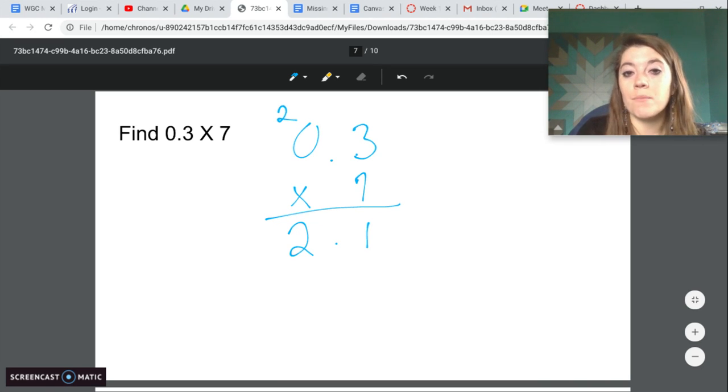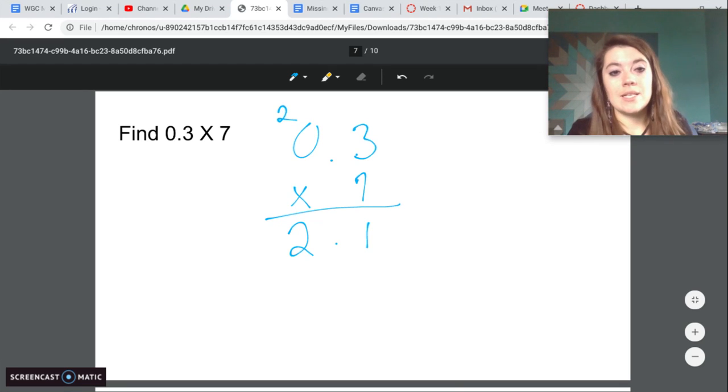So you're multiplying these like you would any other multiplication problems, but then you have to move the decimal and include that decimal. So count how many decimal places there are in the original problem and move the correct amount in the solution, so in the product. Okay? Your keyword for this lesson is decimal. Decimal is your keyword for this lesson.